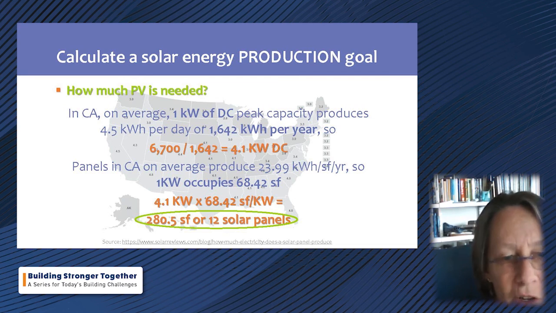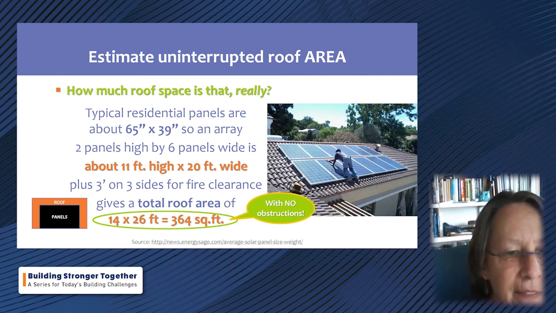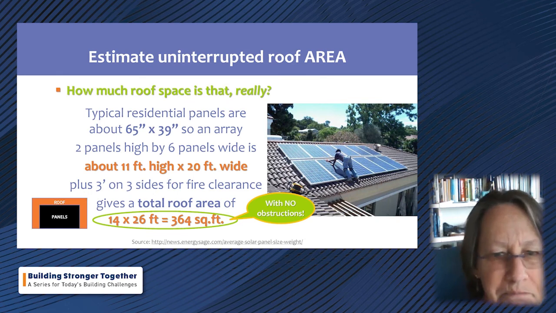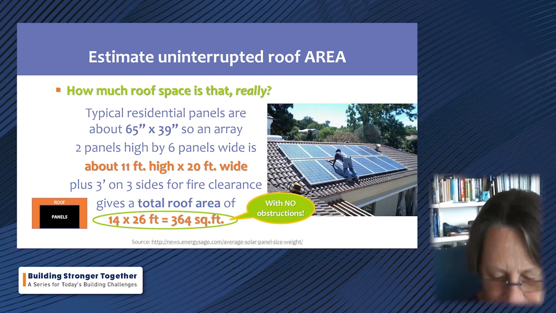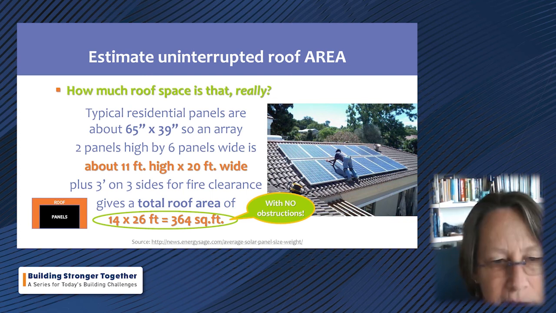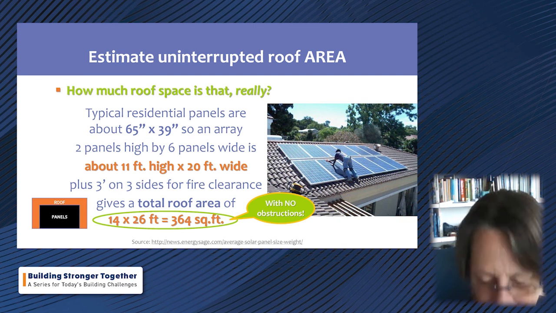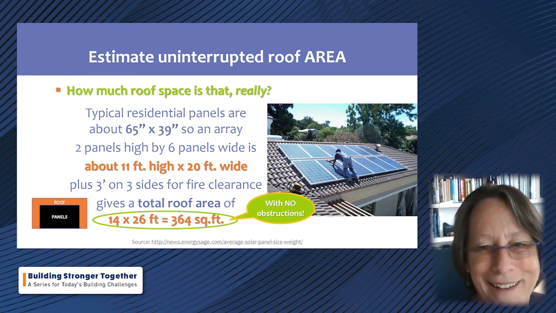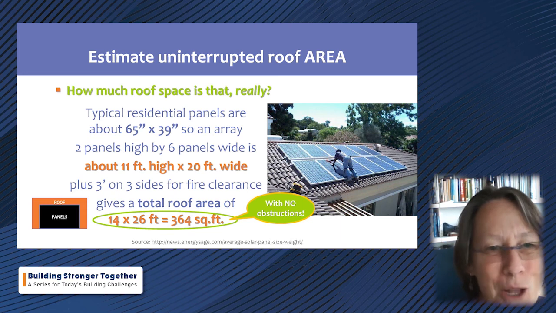And I can also find out what the production is. Here, again, in California, 1 kilowatt occupies about 68.4 square feet. Divide that and I find out, okay, I'm going to need about 280 square feet. And that's roughly 12 solar panels based on the average size of panels. So these are all readily findable numbers on the internet, the source of virtually anything one wants to know these days.